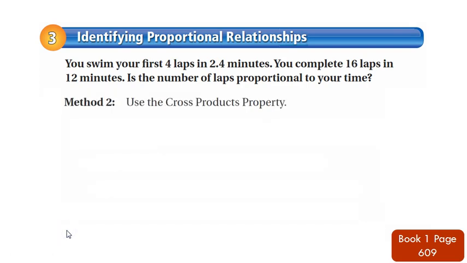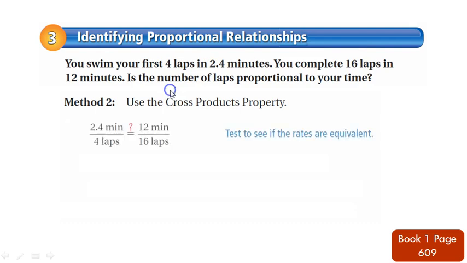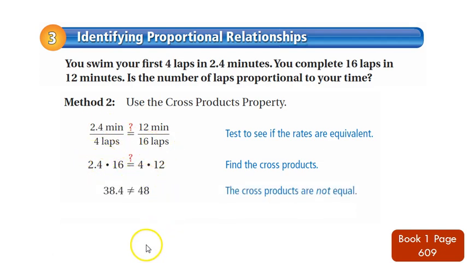Let's find out. We set up a ratio between the 4 laps and 2.4 minutes as one ratio and 16 over 12 as the other ratio. Then we use cross products to find out if they're the same. By multiplying 12 and 4, we get 48. What about 2.4 times 16? Do we also get 48? As we can see, the resulting product of 2.4 times 16 is 38.4. Since the products when we cross are not the same, we already know that they are not proportional.